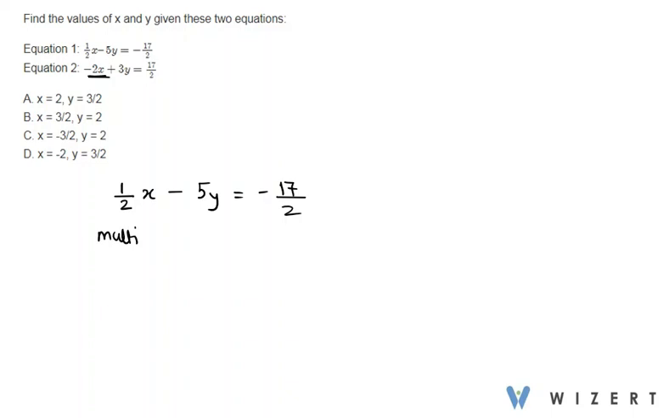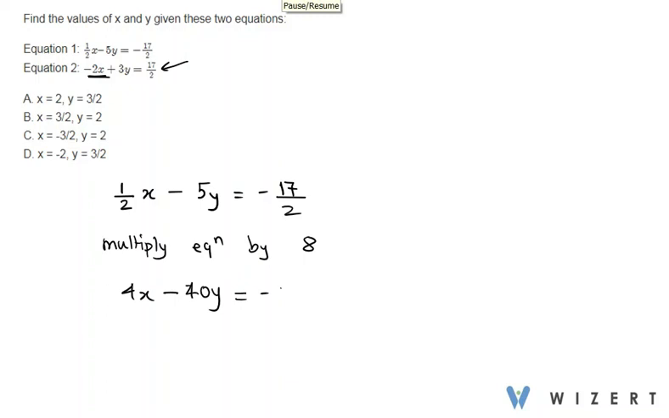But in the second equation we have 17 by 2 on the right hand side, and I would like to remove the denominator there as well. So I will multiply the equation by 8. Let's see what I get. I get 4x minus 40y equal to minus 34. No, 68. 17 fours are 68. Minus 68. So let's name this as equation 1.